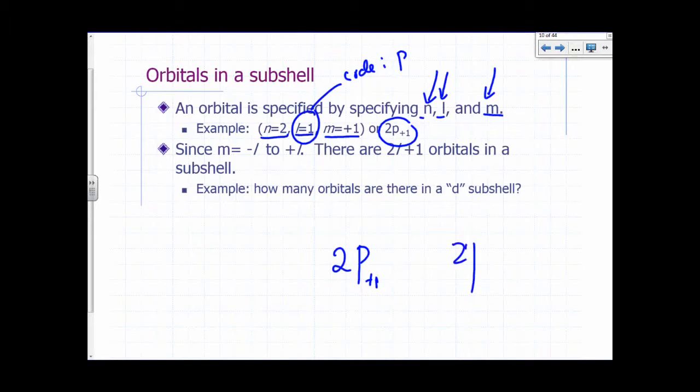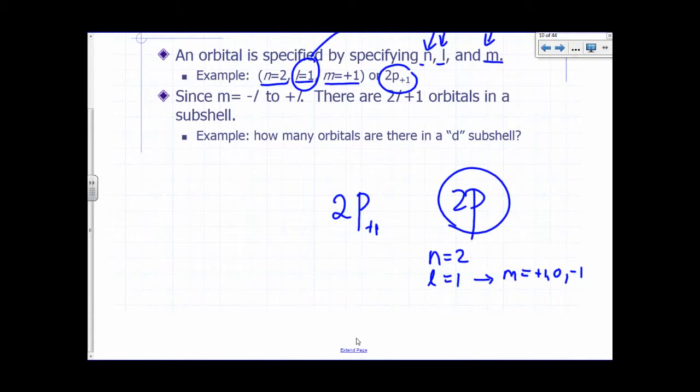If you're referring to a 2p orbital, you're referring to an orbital that has n equals 2, l equals 1. Now m can be plus 1, 0, or negative 1, so there are three possible orbitals that you can call 2p: 2p plus 1, 2p 0, and 2p negative 1. Since m goes from negative l to plus l, there are 2l plus 1 orbitals in a subshell.